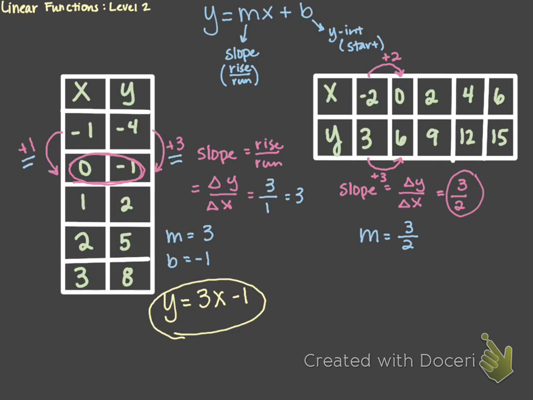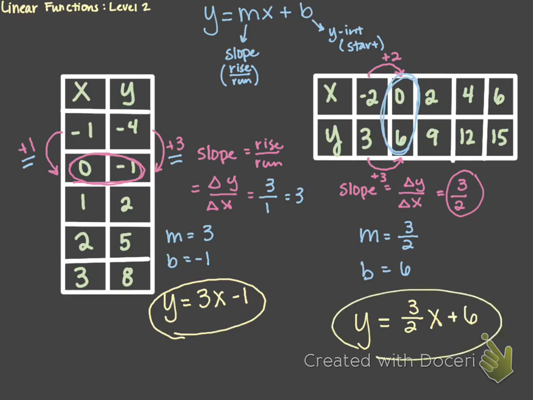Alright, now to find our b value, we're going to look for the starting value of our graph, or when x equals 0. So when x equals 0, y equals 6, which means our starting value, or our y-intercept, is going to be 6. To write this equation, we're just going to plug in 3/2 and 6 into our m and b values. So we're going to get y equals 3/2 x, don't forget that x, that's really important, plus 6. So there we have our slope-intercept form of our equation given a table.